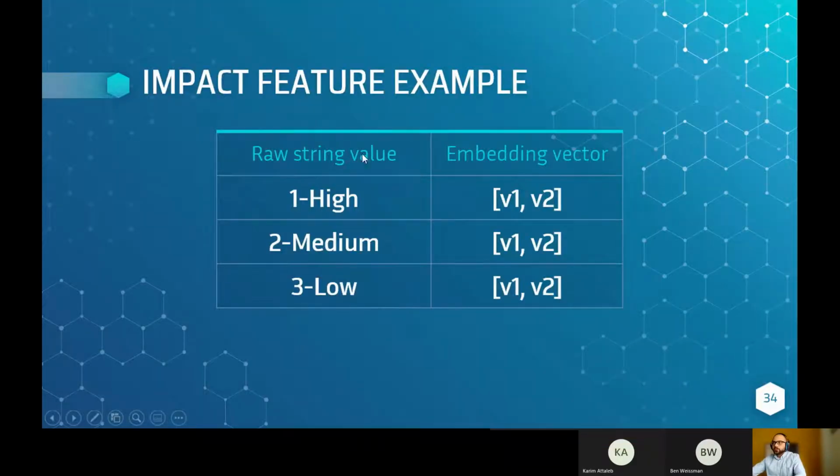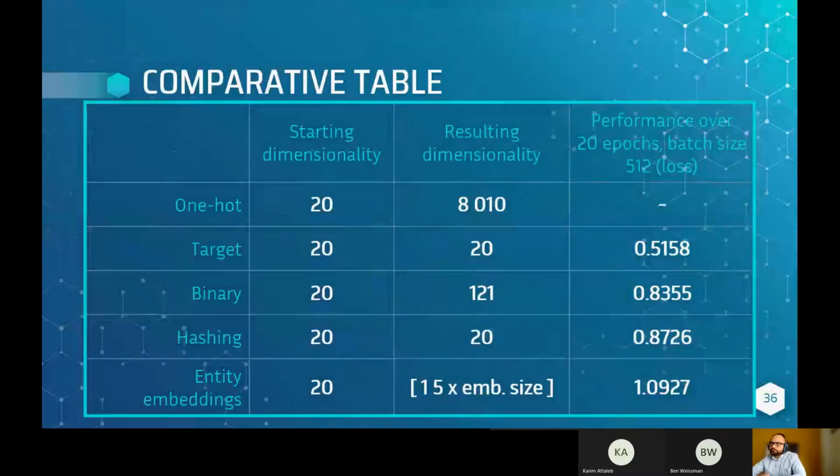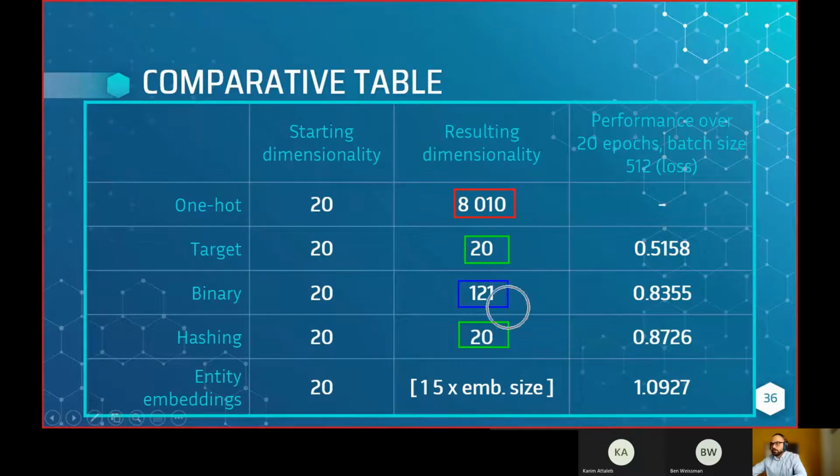So if we jump back to our presentation, here we have to discuss the comparison. We have a comparative table. In that table, I also included the starting dimensionality, because I think that's important to consider. For the one-hot encoder, you can see here that we have a huge increase in dimensionality, and that the target encoder and the hashing encoder are much better in that regard. That's also good. But what's important for us is performance over these 20 epochs, right? In reality, it would be 100 or 1,000 epochs.